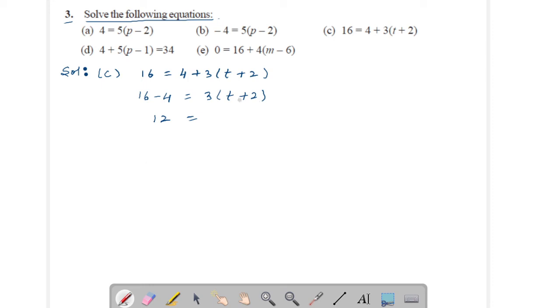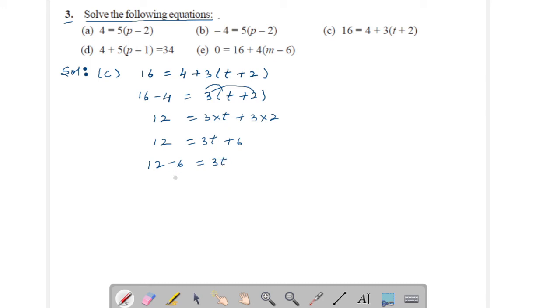equal to, here open the bracket, multiply 3 with t, that is 3 into t, plus again multiply 3 with 2, that is 3 into 2. This can be written as 12 equal to 3 into t, it is 3t, plus 3 into 2, that is 6. Now transpose 6 to left hand side, sign will be changed. This can be written as 12 minus 6 equal to 3t.